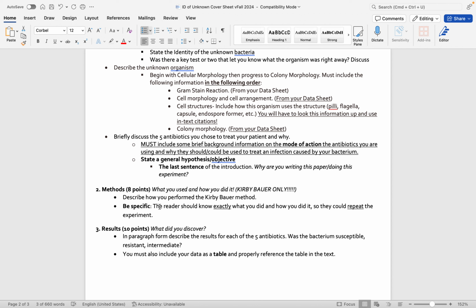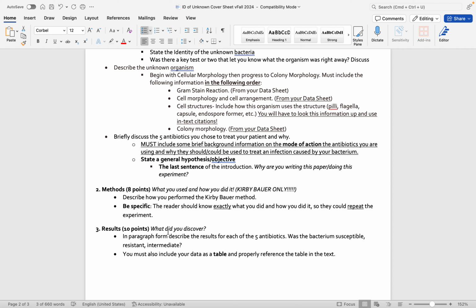Be specific. The reader should know exactly what you did and how you did it so that they could repeat the experiment using your instructions in the methods. You should also include in the methods section, and you won't be able to do this until after the second day of lab, how you analyzed your Kirby-Bauer test. How did you determine sensitivity or resistance?